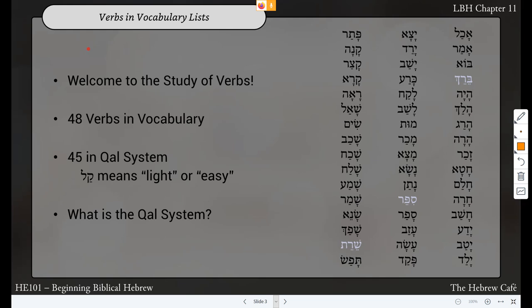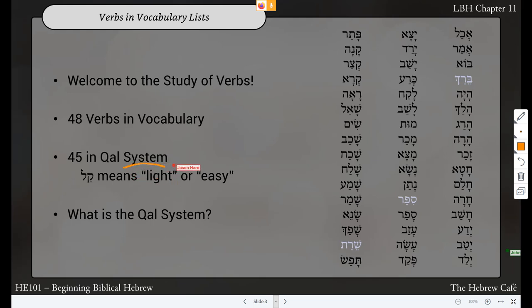First of all, we have already in our vocabulary covered 48 different verbs. That might surprise you, but these are the vocabulary words that we went over in the workbook until now that are verbs. 45 of the verbs that we've covered are in the kal system. When I say kal, it's QAL, kal. Kal means light or easy. It's called light or easy because it doesn't add formatives to the word. So the basic form of patal means he interpreted, patal. It's the same shape as yarad, yarad. It's just the root with some basic vowel patterns, just ah. That's as simple as you can get.